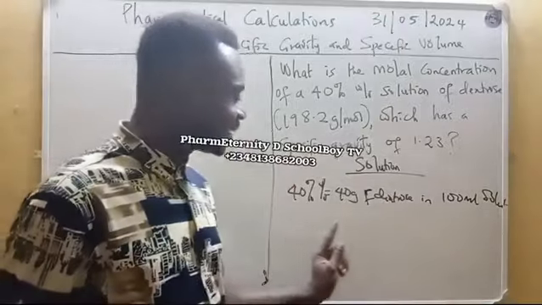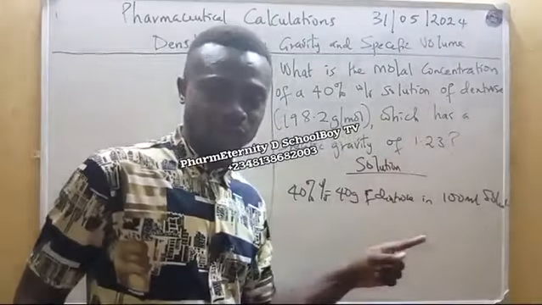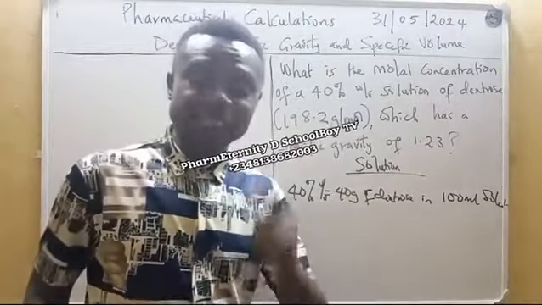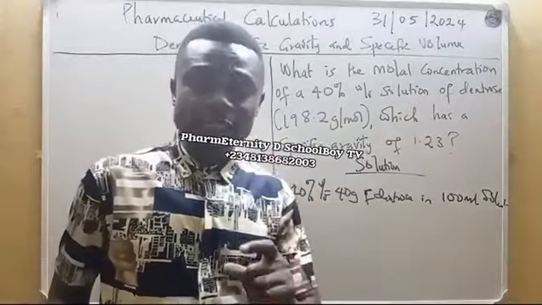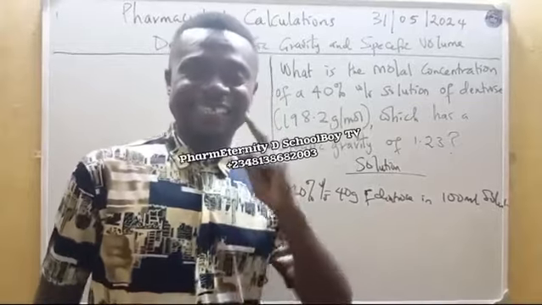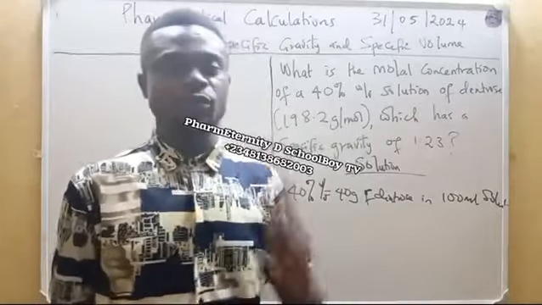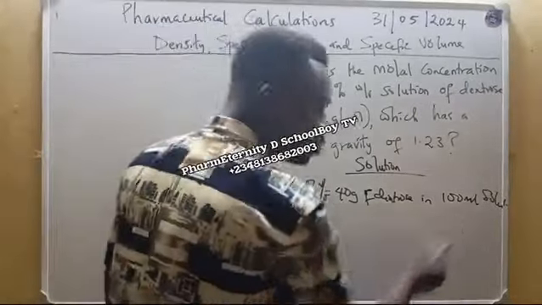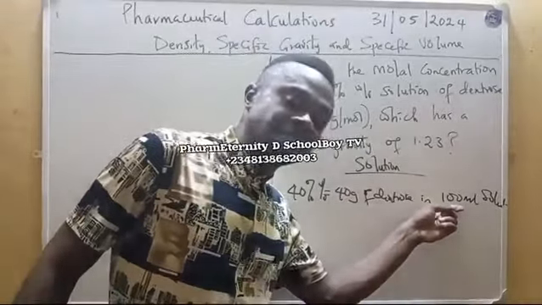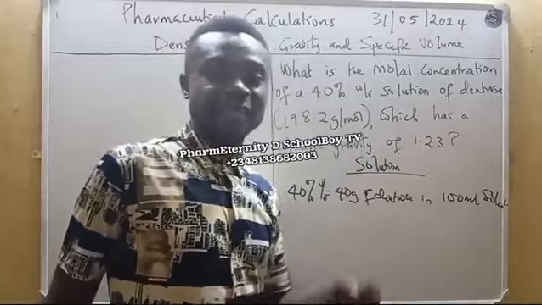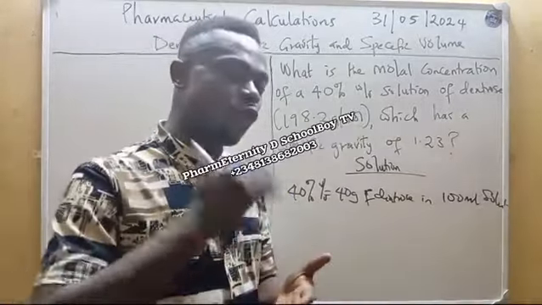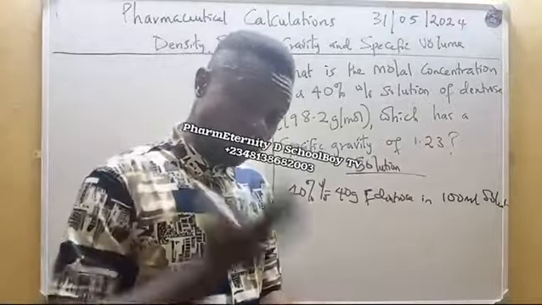So we now define the specific gravity of dextrose solution as the ratio of the weight of dextrose to the weight of equal volume of water. By weight of equal volume of water, I mean the weight of water that has the same volume as dextrose. So the volume of dextrose is 100 ml. So what is the weight of that water that has the same volume as dextrose? If the volume of dextrose is 100 ml, that means the volume of water is also what? 100 ml.